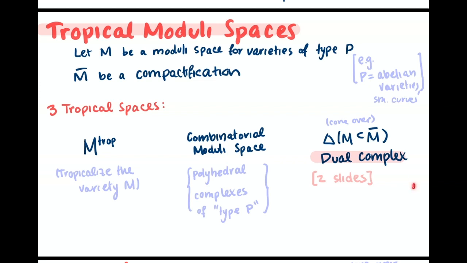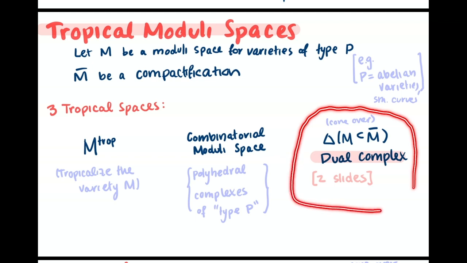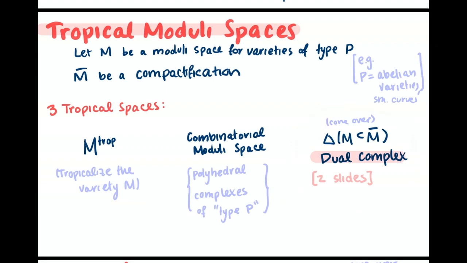And then the last one that I'm going to talk about more in this talk is something called the dual complex associated to the compactification. This is a technical point, but I really mean the cone over this dual complex. I will define this in more detail in 2 slides. So the point here is that if we have a moduli space M from algebraic geometry that we're interested in, there are 3 different spaces that you might consider as the tropical version of that moduli space.